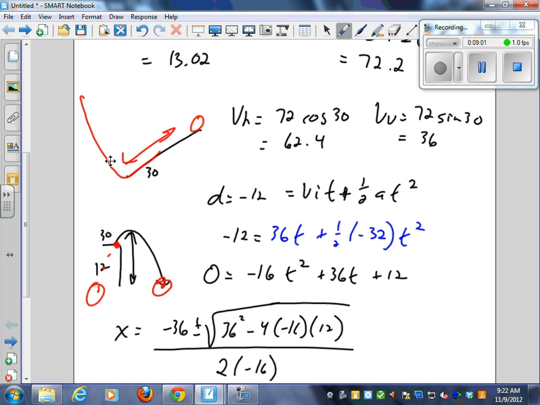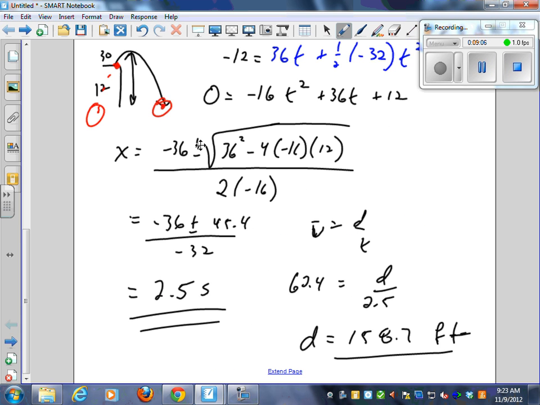It's assuming no friction up the ramp. It's assuming that he doesn't slow down up the ramp, and it assumes no air friction either.